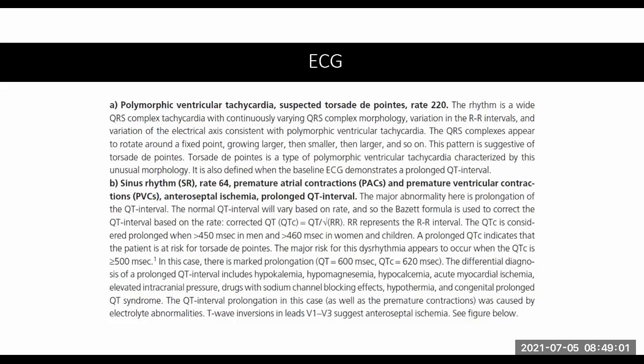All right. So the QT interval, okay, we had already covered this in a previous one, but essentially it's prolonged when it's greater than 450 in men and greater than 460 in women and children. All right. So, okay, in this case, it says the patient is at risk, but the patient is not only at risk for Torsades de Pointes. This is also due to hypokalemia, hypomagnesemia, hypocalcemia, acute MIs, elevated intracranial pressure, drugs with sodium channel blocking effects, hypothermia, congenital prolonged QT syndrome. So you can see when you have a long QT interval, there's a whole lot of things that happen. Okay, but the one thing that we have here is something called Torsades de Pointes.